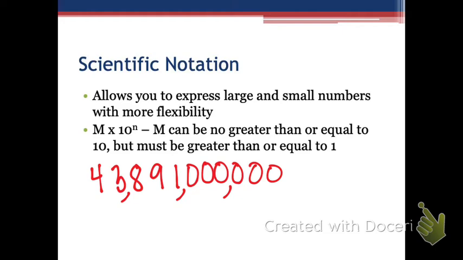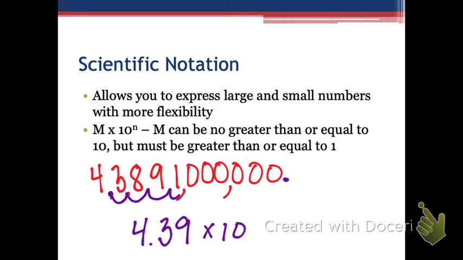So let's figure out what needs to happen here. My original decimal place is right there. Where does it need to go? Between what 2 digits? 4 and 3. So it needs to go there. So that means I'm going to say it's 4.3 what? 4.39 times 10, 1, 2, 3, 4, 5, 6, 7, 8, 9, times 10 to the 10th.